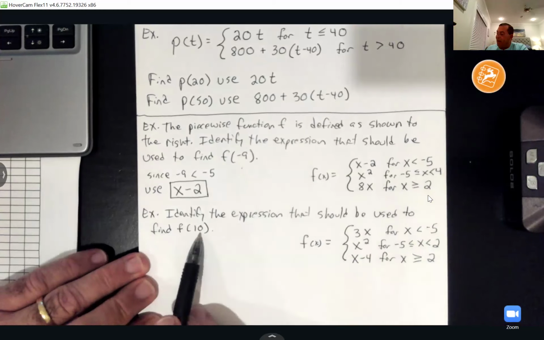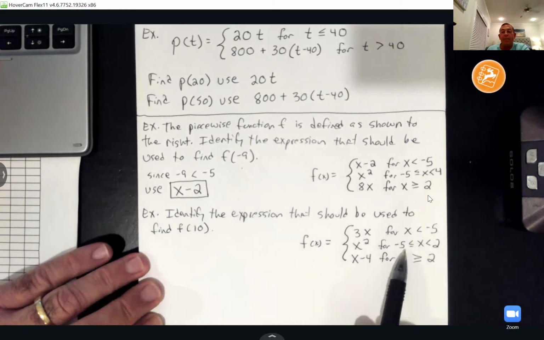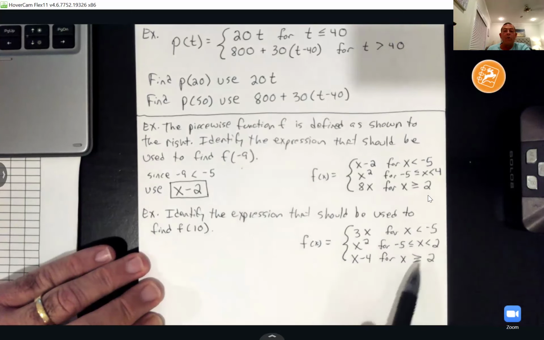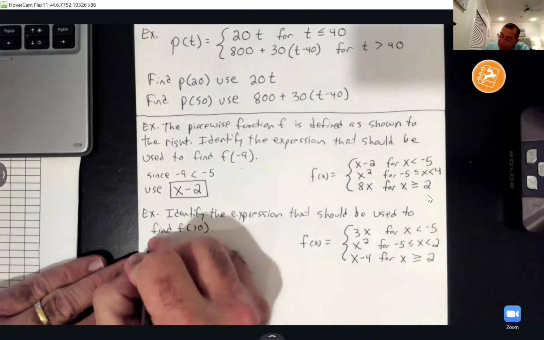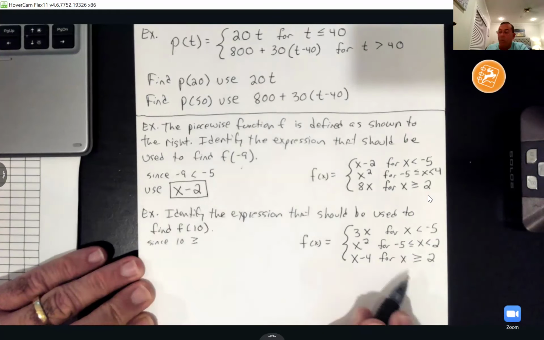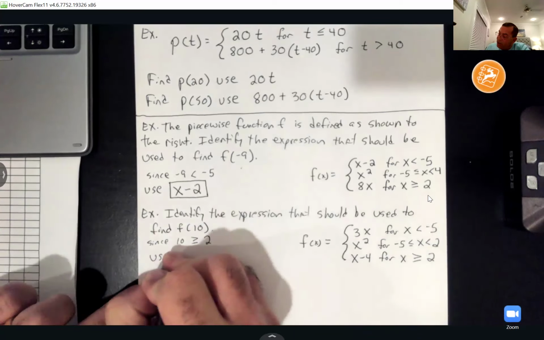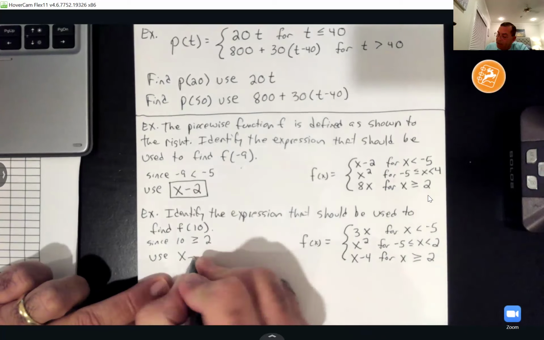All righty, so we've got to find where 10 is. Is 10 less than -5? Is 10 in between -5 and 2? Or is 10 greater than or equal to 2? Well, y'all, since 10 is greater than or equal to 2, we would use the equation x minus 4.